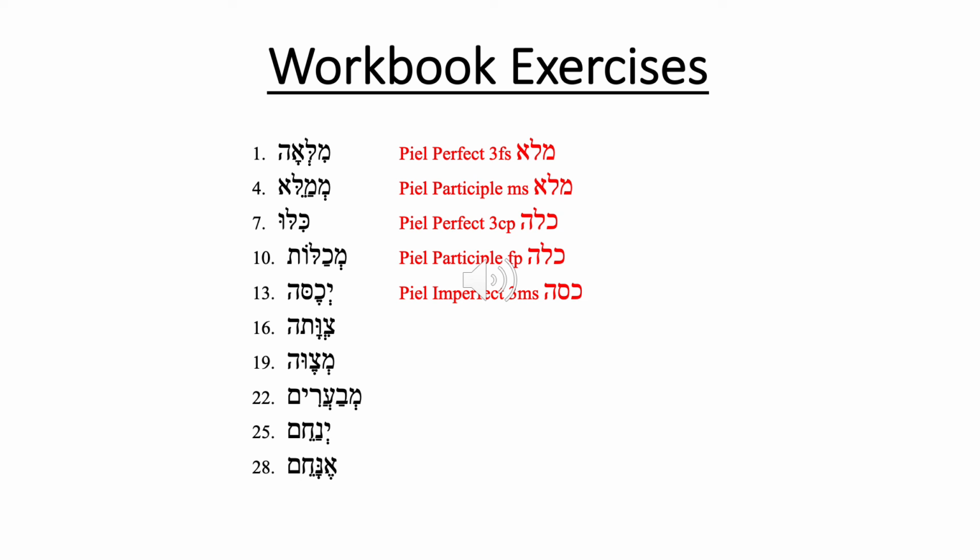Number 13 is a straightforward PL imperfect 3ms, the schwa under the yod preformative, the hirik in the samekh. How about number 16?